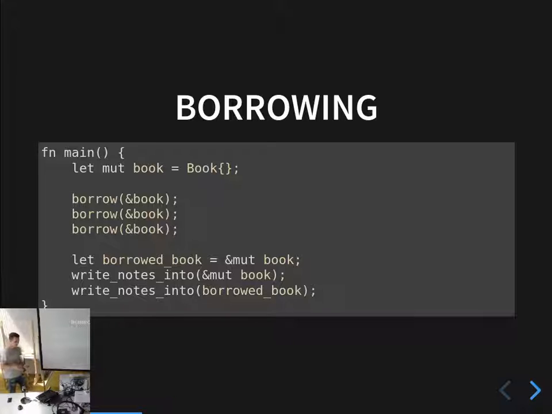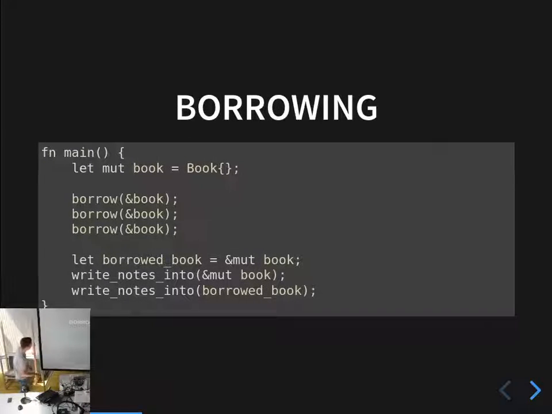For example, if I give you the book and you decide to write something in it at a certain place, another person can't write at the same place at the same time. That's a race condition, as we already learned in the operating systems class. But you can still have many different people read the book at the same time.